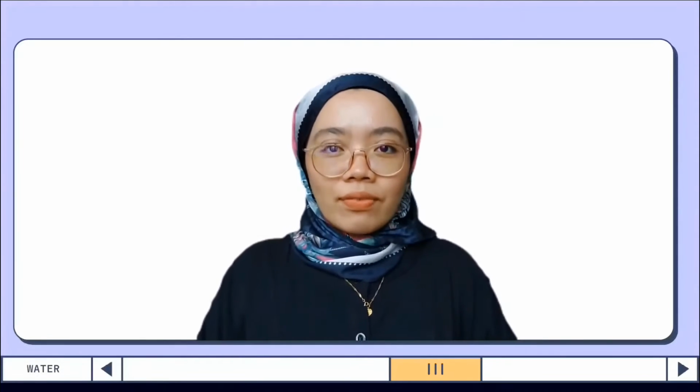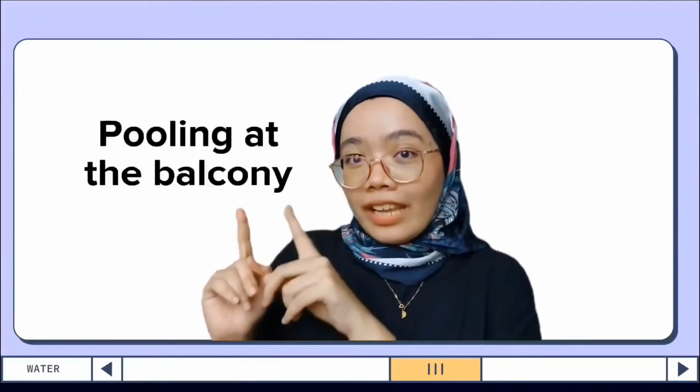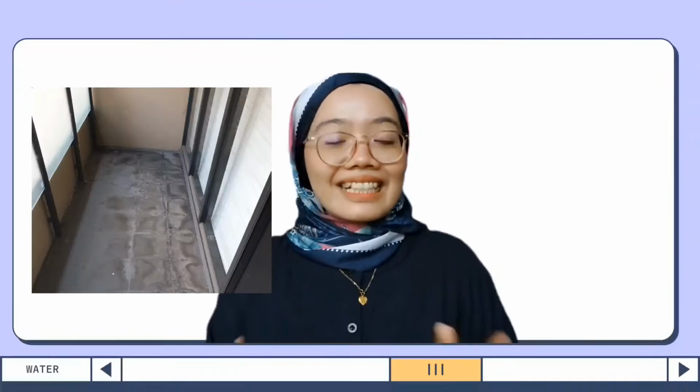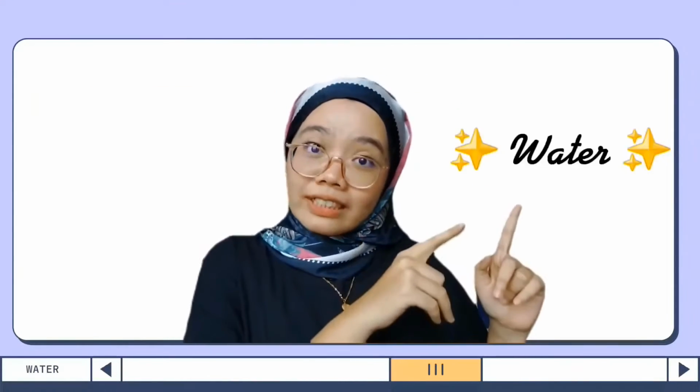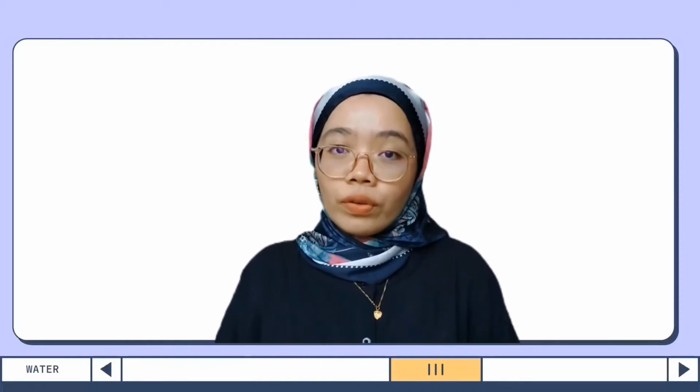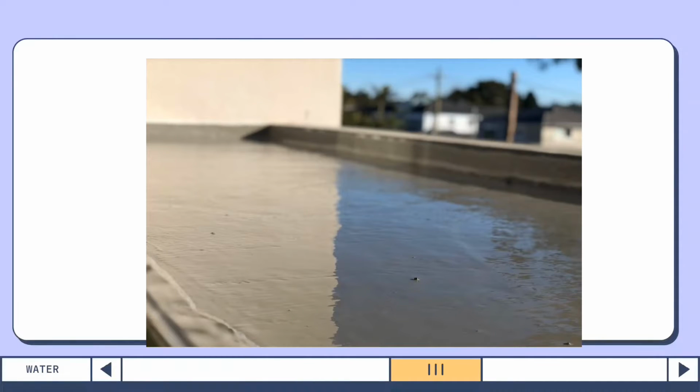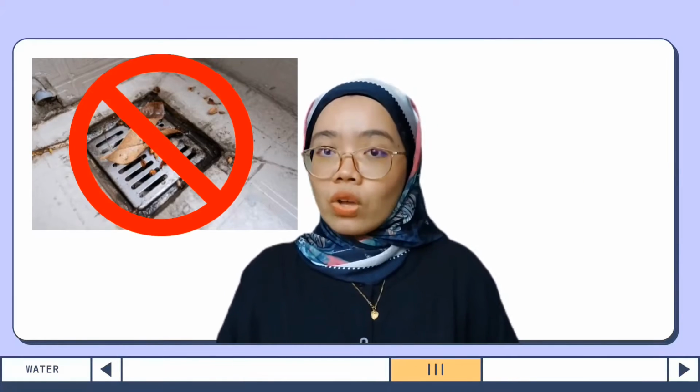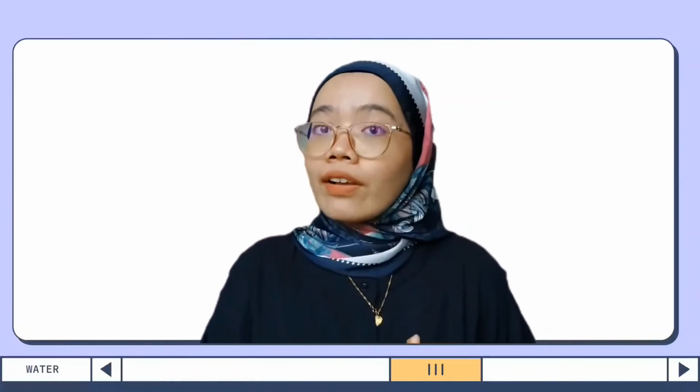So, the first building defect that is caused by water is pooling at the balcony. This is the defect caused by water that happens when there is no proper drainage system at the balcony. Without proper drainage, water can overflow and cause various problems. Each drain must be kept clear of debris so there are no clogs and water can drain into the gutter. If moisture pools between the membrane and the tiles, the membrane can break down, leading to a lack of waterproofing to protect the building materials.